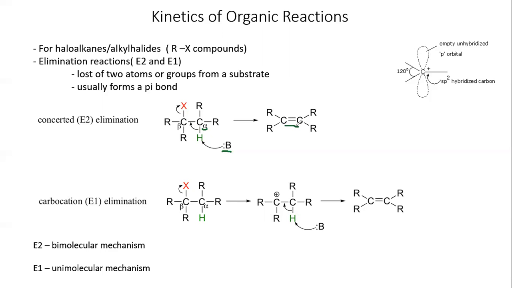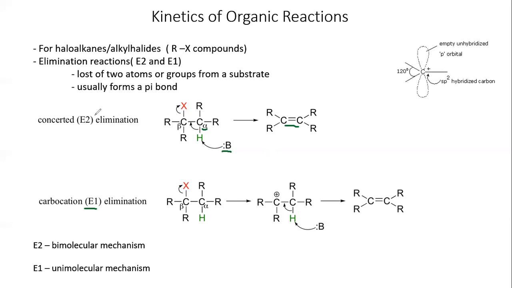Now, whether this occurs in one step or in two steps will dictate whether it's going to be an E2 mechanism, which is similar to the SN2. It's in one step. It's concerted. It happens all at once. So it's a bimolecular one-step mechanism, or whether it's going to be E1, where it goes in two steps. And again, the first step is to form the carbocation. Then the base attacks, and you get your alkene.